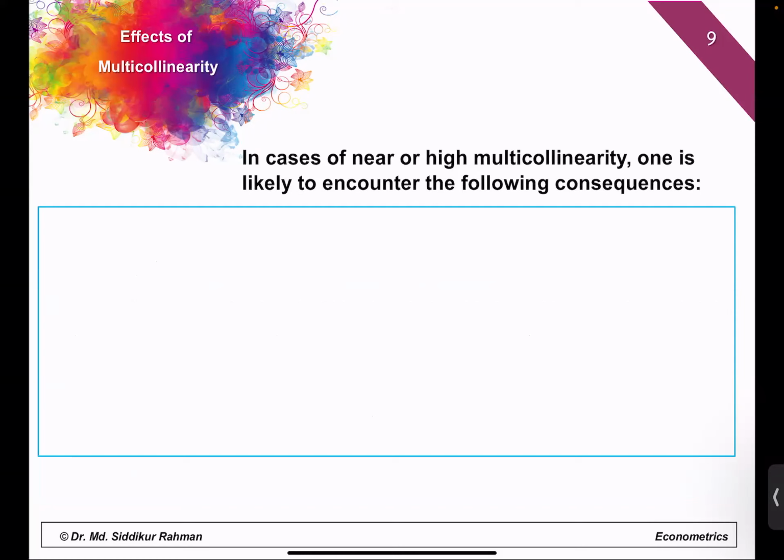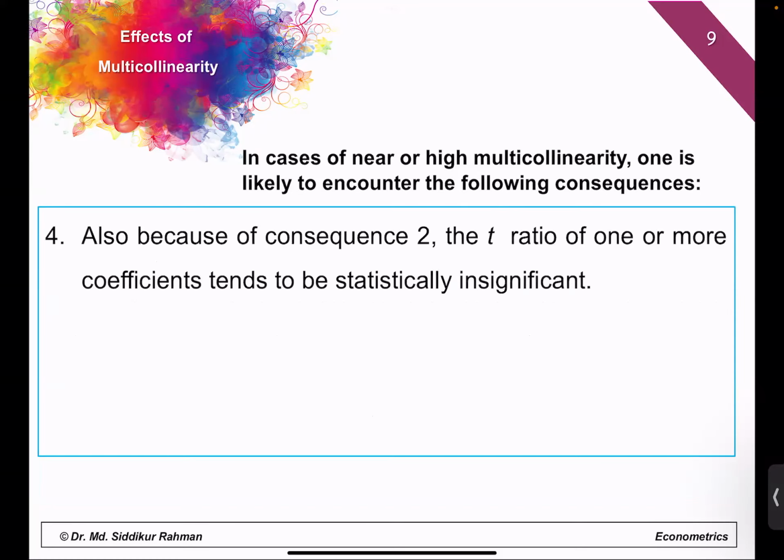So what are the other consequences? The T ratio of one or more coefficients tends to be statistically insignificant, right? Normally our objective is to see the significance of the parameter to be estimated, but if you have a multicollinearity problem, you might see insignificant variables in your regression model, right? And the T ratio is one kind of formula by which you can test the significance of the parameter.